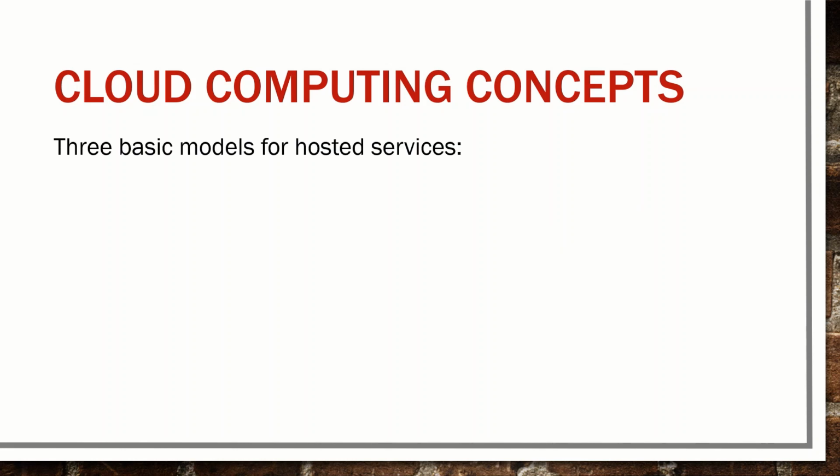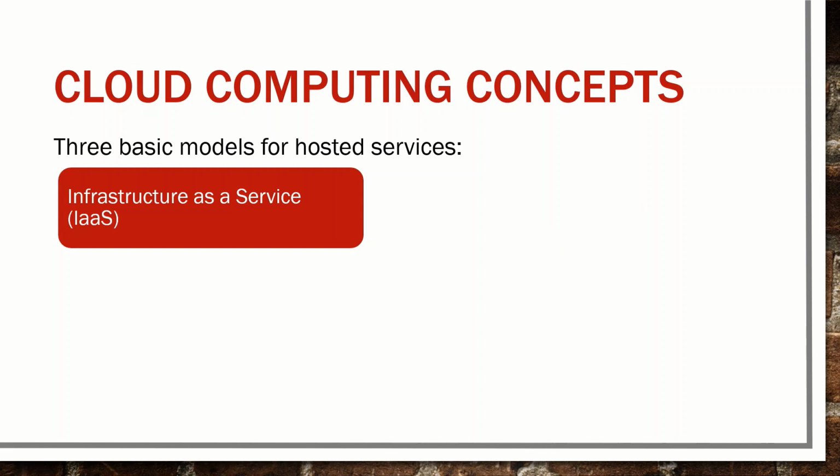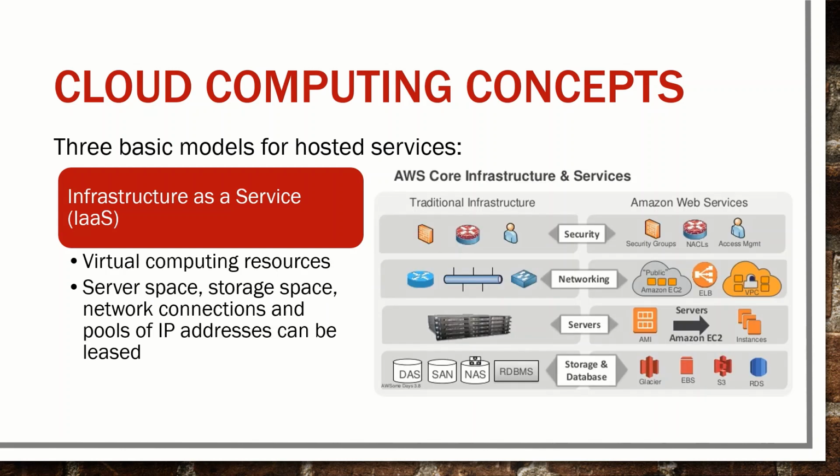The second model is Infrastructure as a Service, or IaaS. Virtual computing resources such as server space, storage space, network connections, and pool of IP addresses can be leased and accessed as services.